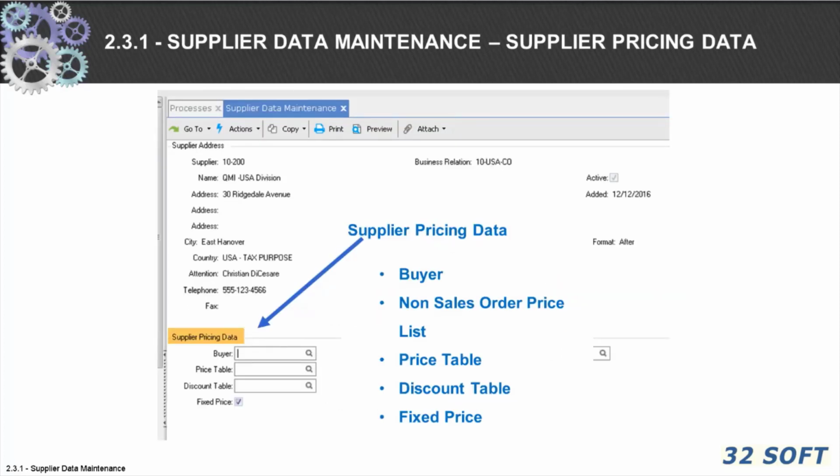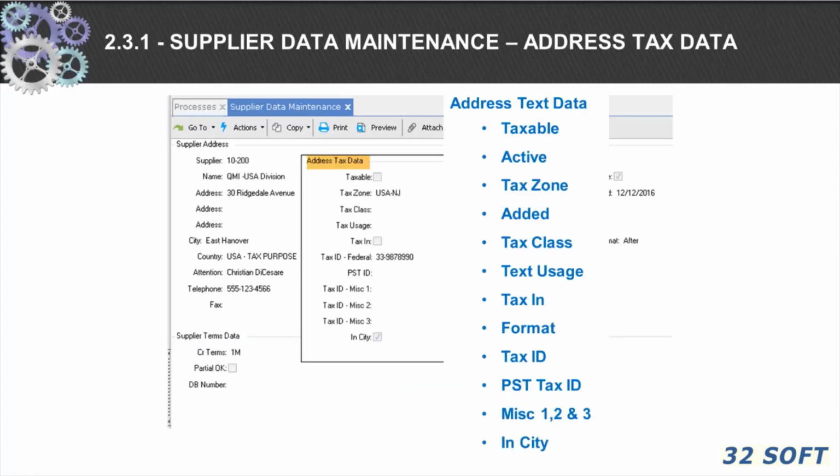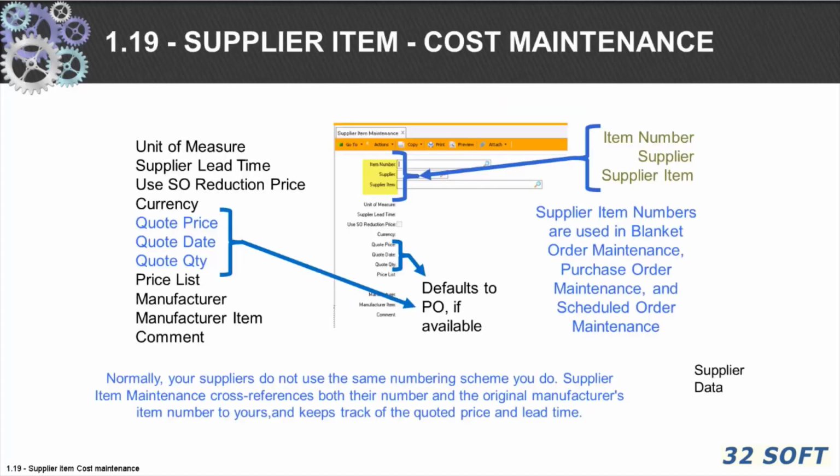The 2.3.1 Supplier Data Maintenance Supplier Pricing tab defines the buyer for the supplier, if we have non-sales order price lists, if applicable, price tables, discounts, and fixed price options. Here we have the 2.3.1 Supplier Data Maintenance Supplier Terms tab for credit terms, discount percentages, partials, DB, and COC numbers. The 2.3.1 Supplier Data Maintenance Address Tax Data sets tax data for the supplier. Normally, your suppliers do not use the same numbering schema you do.